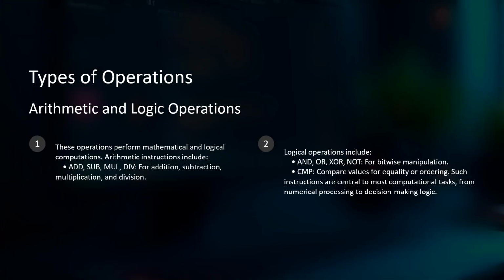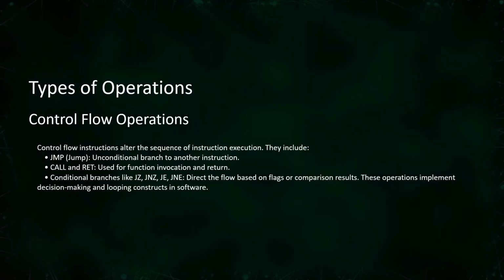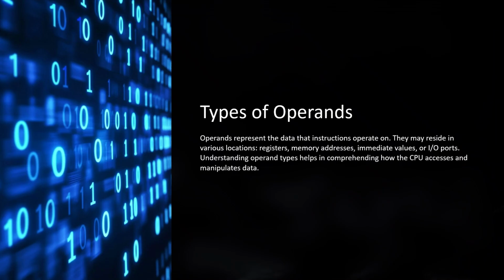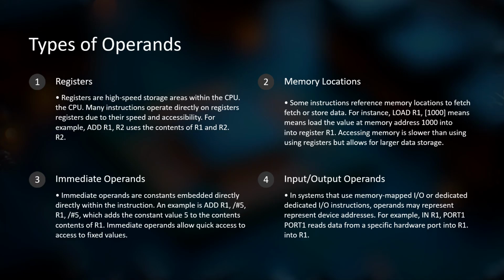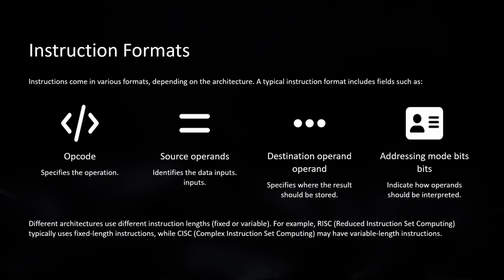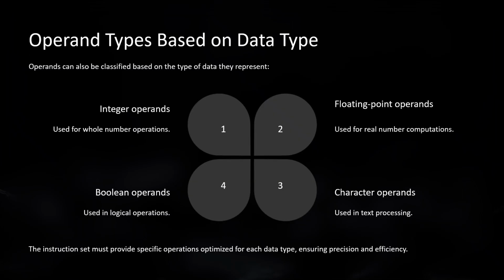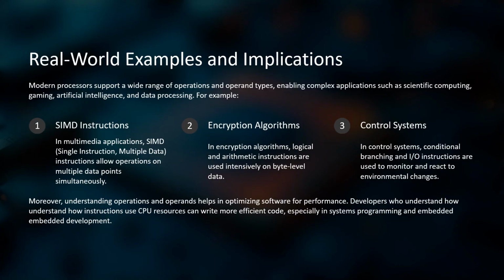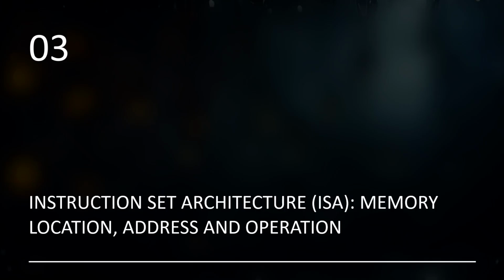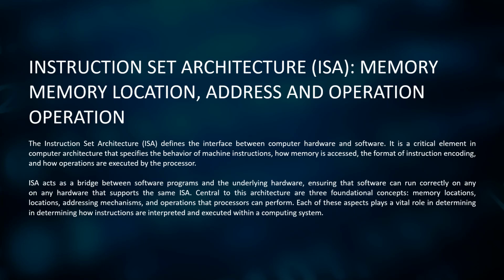Arithmetic and logical operations. Arithmetic operations, as all of us know, are addition, subtraction, multiplication, and division. Logical operations are AND, OR, XOR, and NOT. Control flow operations: the jump, call, and return instructions are very important. Next are the types of operands: registers, immediate operands, memory locations, and input and output operands. Operand types based on data type are integer operands, boolean operands, floating point operands, and character operands. The next is memory location, address, and operation.